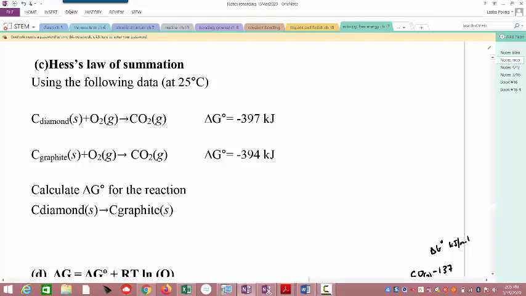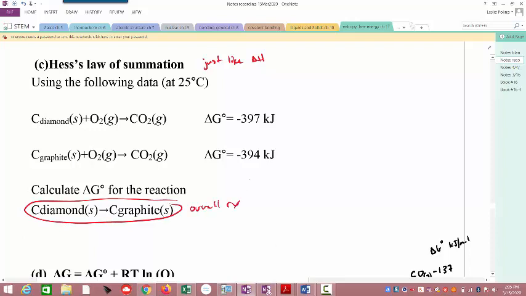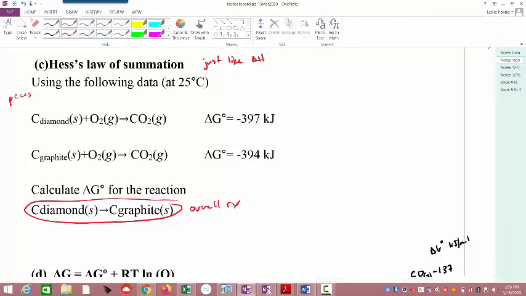More calculations. Okay, Hess's law of summation is just like when we did it with delta H values. You have to get this overall reaction from these pieces.